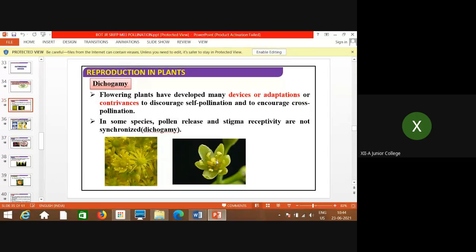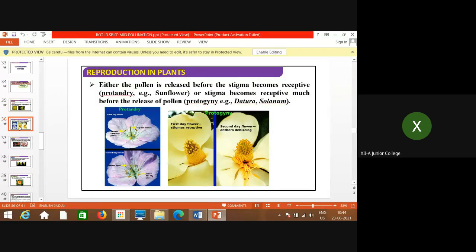So in some species, pollen release and stigma receptivity are not synchronized. That means the maturity period is different. Dichogamy: the maturity period is different. That means the male and female sex organs mature at different times. So protandry, in the case of sunflower, the anthers, that means protandry. Pro is previous, androecium means the male part. They show maturity earlier than the female part.